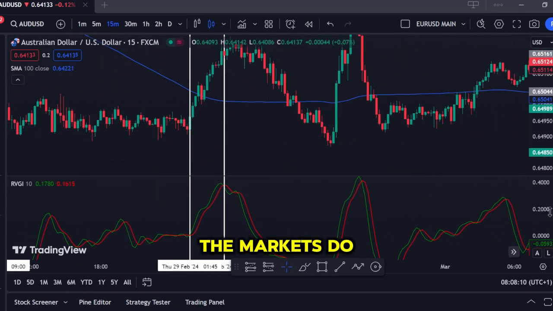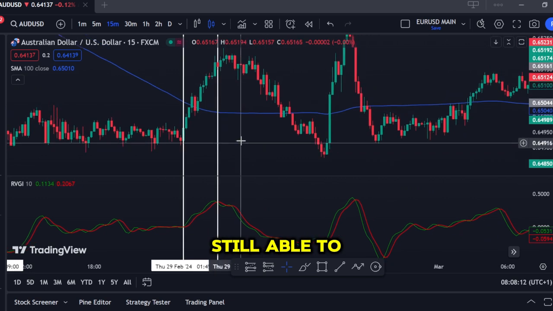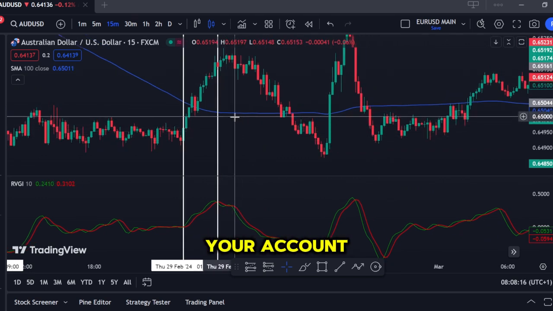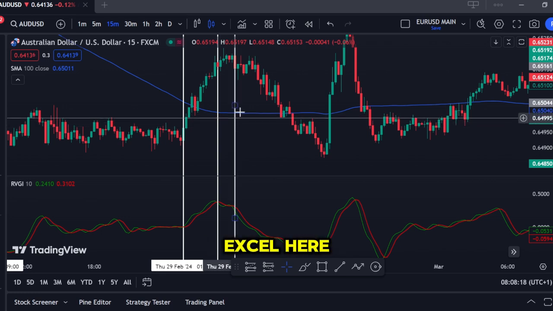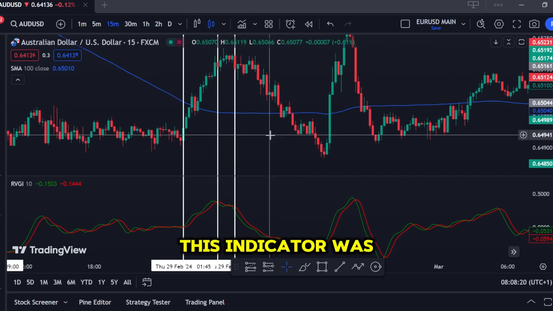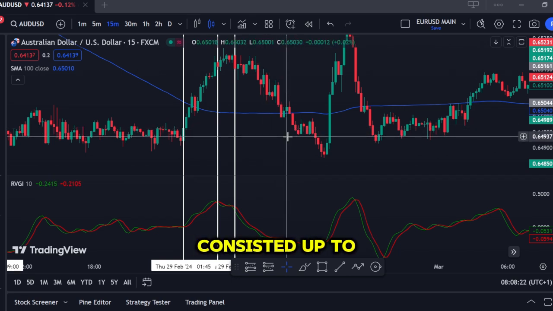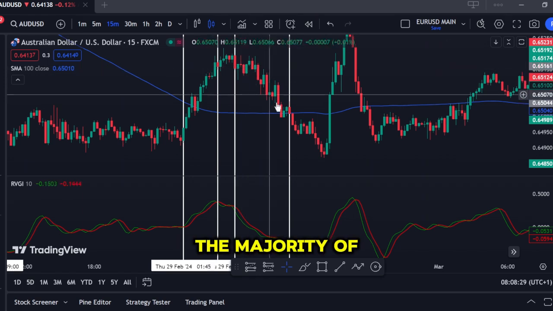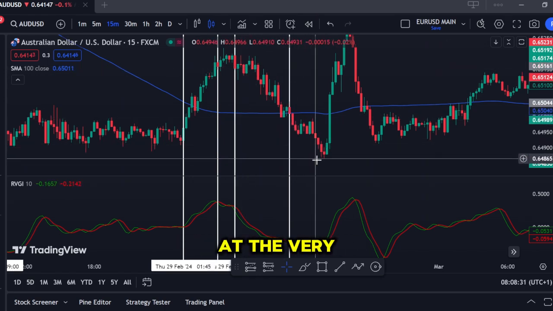But when the markets do trend, you want to still be able to stay inside all of the moves and not end up blowing your account. So let's say you go into a sell here. See how this indicator was consistent up till this point right here, where it told you to exit, right? And you caught a majority of this move, even though you didn't get out at the very bottom of the market.